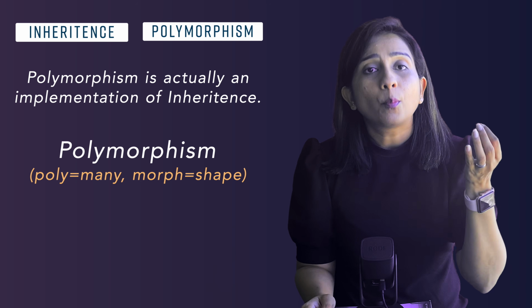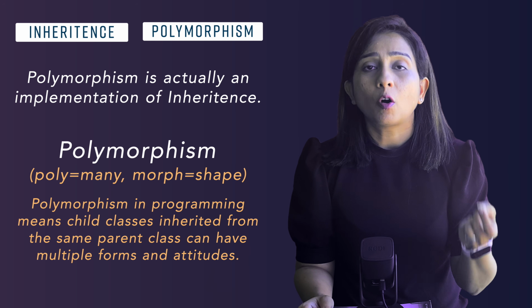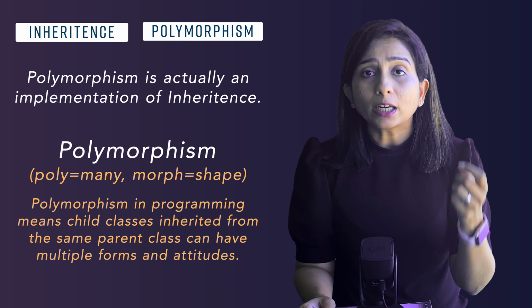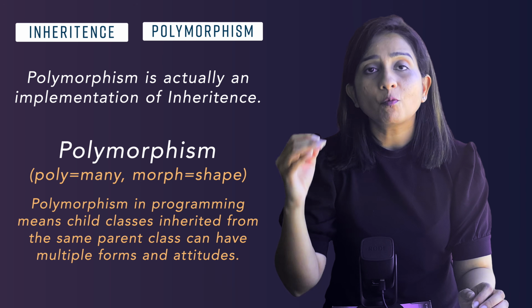So basically, polymorphism is a premise that different objects or different classes can behave in their own manner, but they all inherit from one parent class.